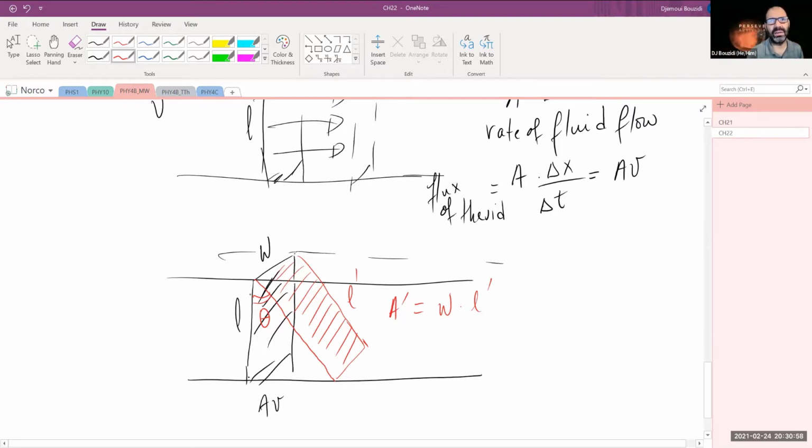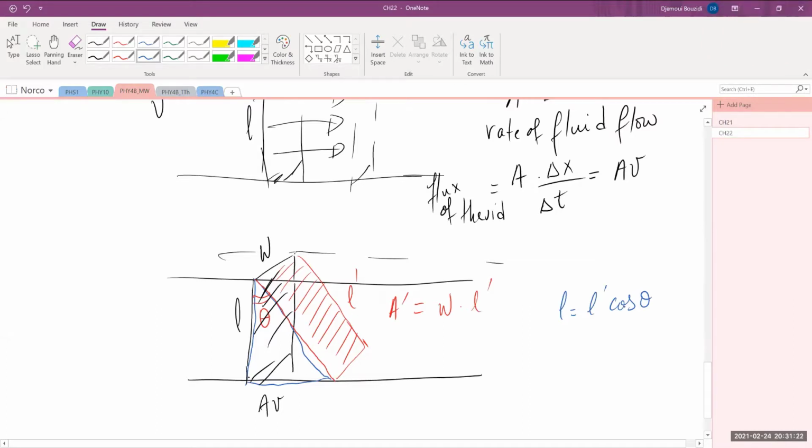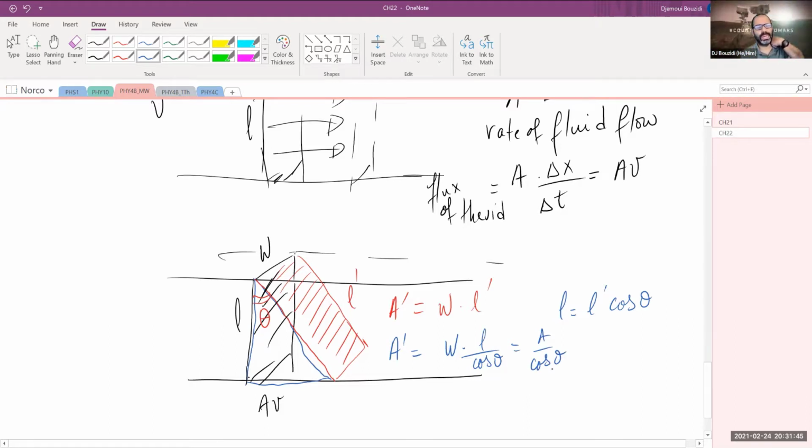Do you guys see in this right angle triangle, the hypotenuse is exactly L prime, and the adjacent is L. So the relationship between L and L prime is that L is equal to L prime cosine theta. Yes or no? Makes sense. Yeah, I can see it. So now I can express that L in terms of my old L. In other words, I know exactly how this area is related to my old area. A prime is equal to W times L prime, and L prime is just L over cosine theta. And that is A over cosine theta. Okay? So that is the old area divided by cosine theta.